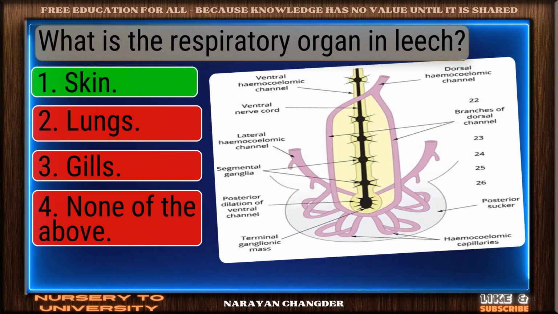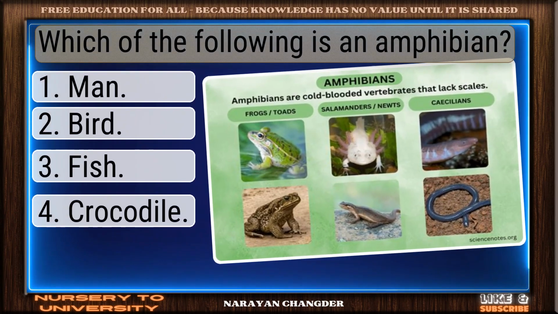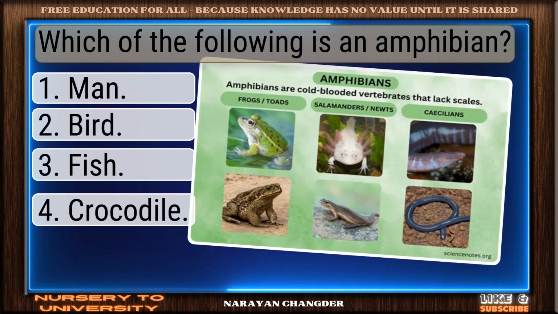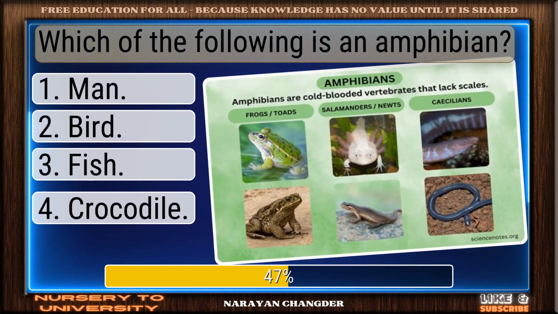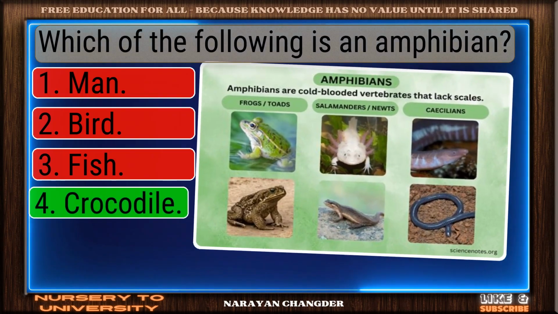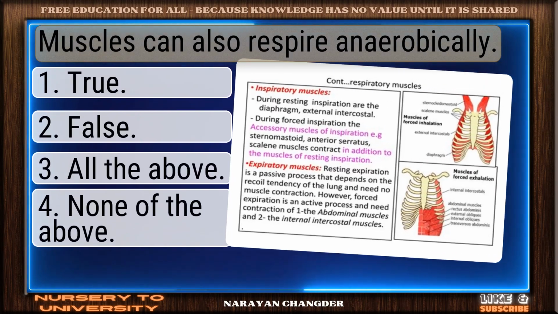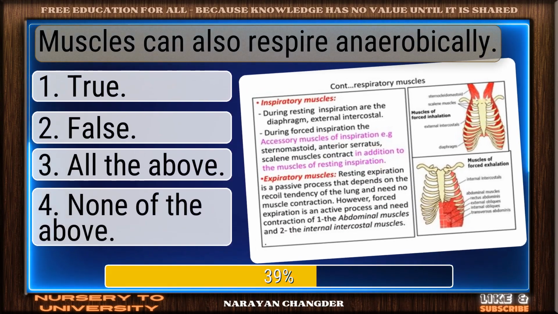Good job. Your answer, skin, works well here. Question number 129. Which of the following is an amphibian? You chose crocodile, and it is correct. Question number 130. Mussels can also respire anaerobically?